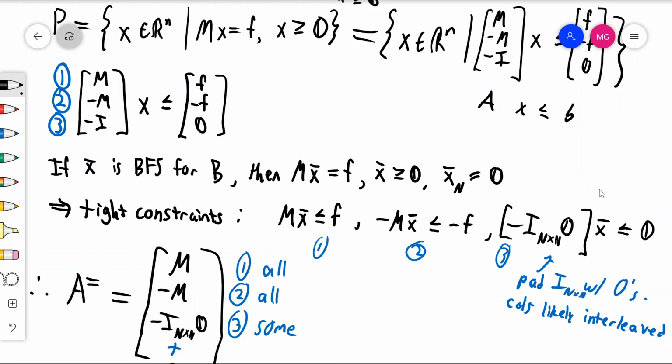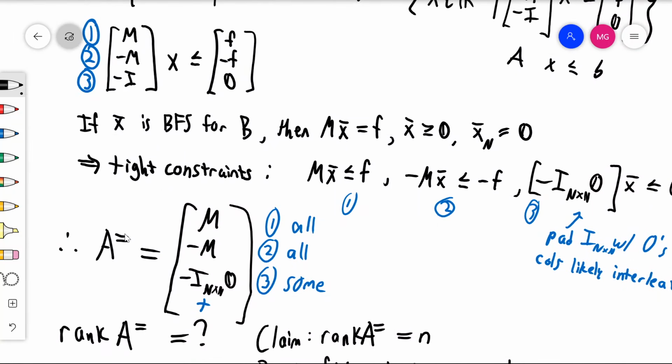Corresponding to the fact that all of the x bar components are greater than or equal to 0, in particular we know that the non-basic components, which are picked out here, are exactly equal to 0 because it's a basic solution. So this part of type 3 also holds tight.